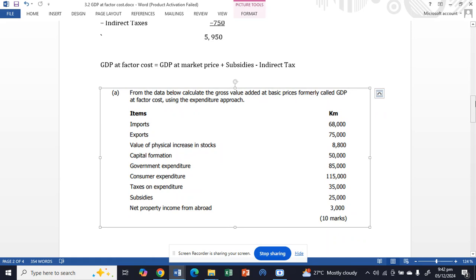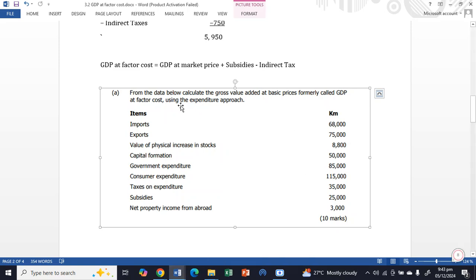So you're removing any taxes which form part of the goods' final price value, and you're going to include any subsidies, because the subsidies do have an effect on the cost of producing a good. The subsidies are usually given to businesses so that the cost of production can be lowered. So that's why subsidies are added.